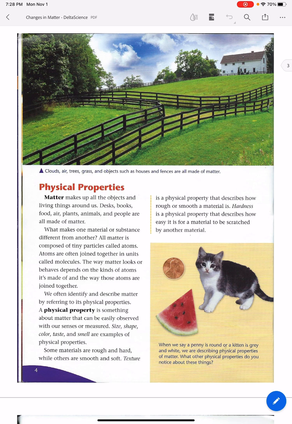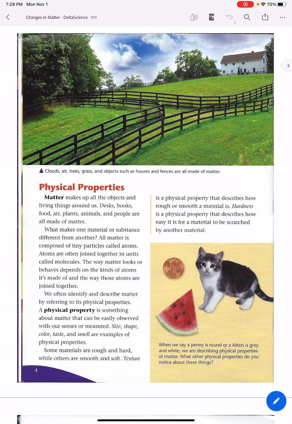Clouds, air, trees, grass, and objects such as houses and fences are all made of matter. Physical properties. Matter makes up all the objects and living things around us. Desks, books, food, air, plants, animals, and people are all made up of matter. What makes one material or substance different from another? All matter is composed of tiny particles called atoms. Atoms are often joined together in units called molecules.